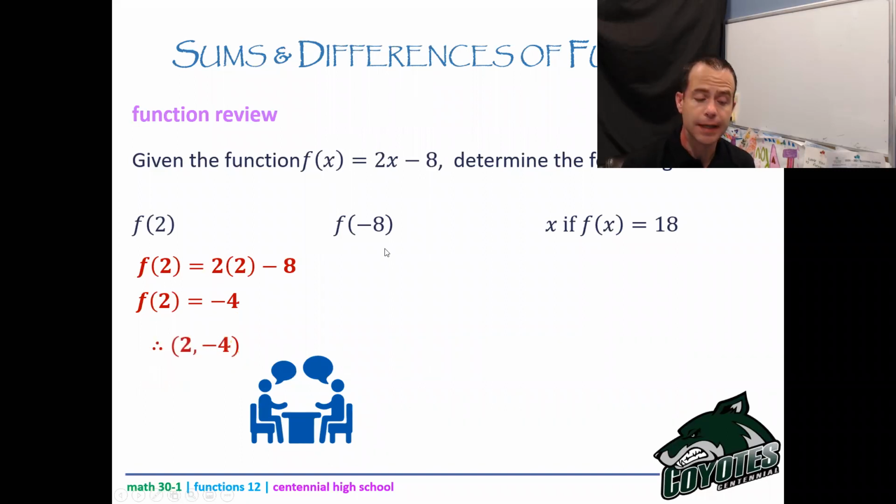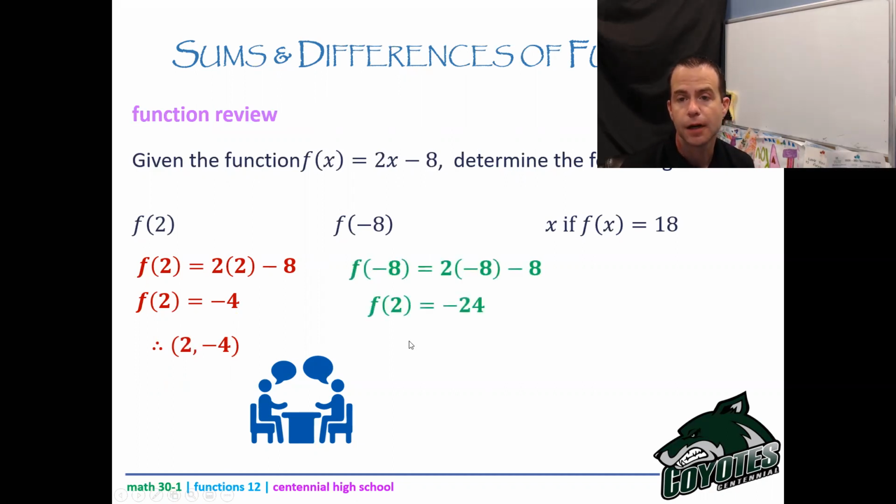Okay, f of negative 8, same sort of thing. I'm going to plug in negative 8 for x, and I get out f of negative 8 equals negative 24. So again, I have on the graph the point (-8, -24).